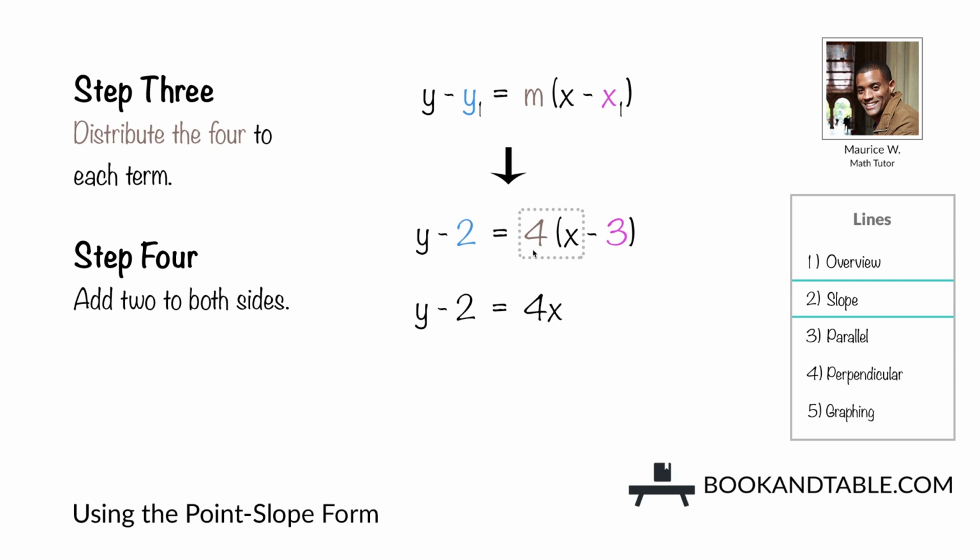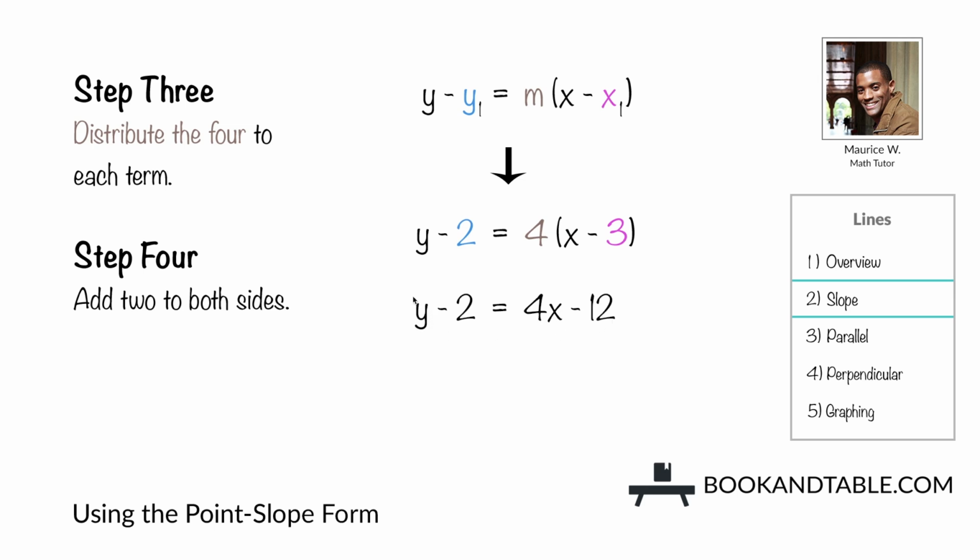So step 3, distribute the 4 to each term. So you multiply the 4 times the x and the 4 times the negative 3. Since this is in a set of parentheses beside the 4, we're multiplying them. So 4 times x gives you 4x. 4 times negative 3 gives you negative 12. So we wind up with y minus 2 is equal to 4x minus 12.